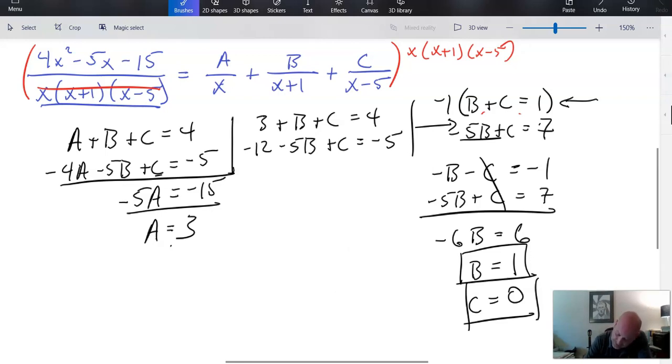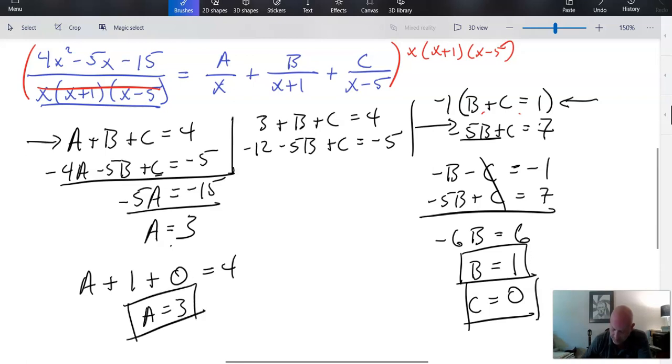Now, if b is 1 and c is 0, we know that a plus b plus c is equal to 4. So that means that a plus 1, that's b, plus c, which is 0, is equal to 4, which tells me that a has to equal 3. Right, so really it's just a matter of putting things together now.